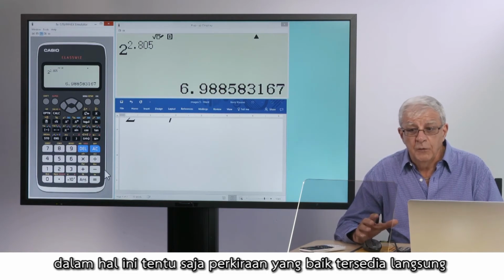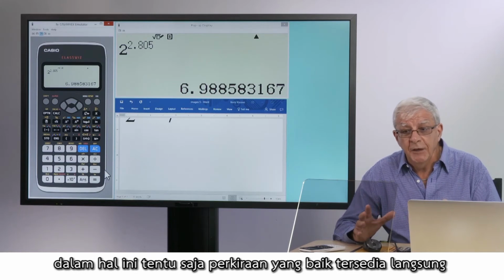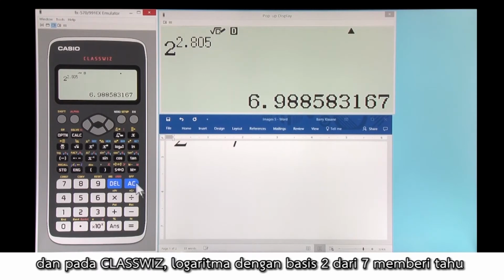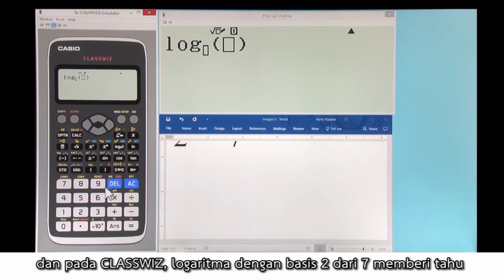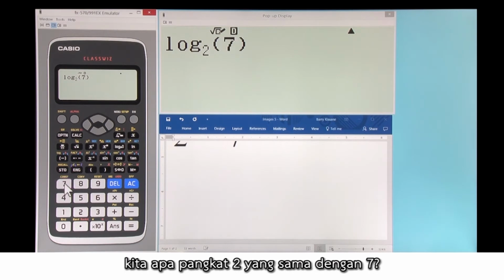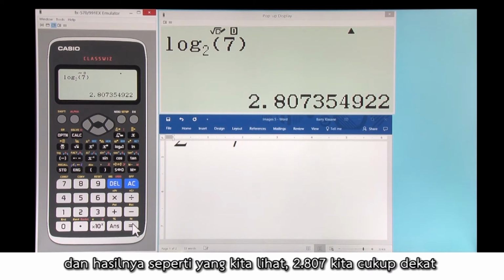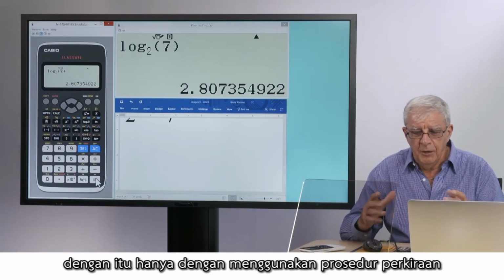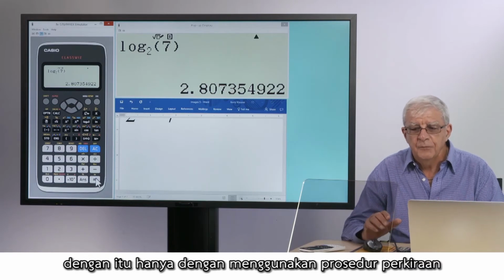In this case, of course, a good approximation is available directly using a logarithm function to the base 2. And on ClassWiz, logarithm to the base 2 of 7 tells us what power of 2 is equal to 7. And the result is, as we saw, 2.807. We got quite close to that just by approximation procedures.